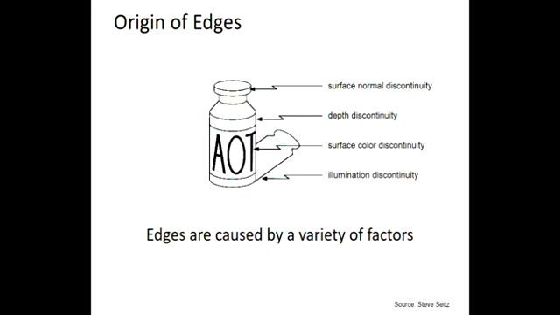You can also have a depth discontinuity, so that's when you hit the edge of one object and move on to the other. Even if they were the same color, they'll be lit differently because they're in different parts of the scene, so you'll get a discontinuity. And often they're not the same color. So you often have edges that are due to a combination of different factors. You can also have a surface color discontinuity, like the lettering on the bottle, or an illumination discontinuity, like the edge of the shadow.